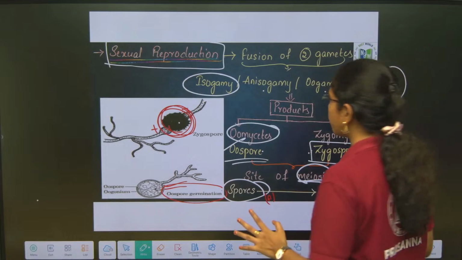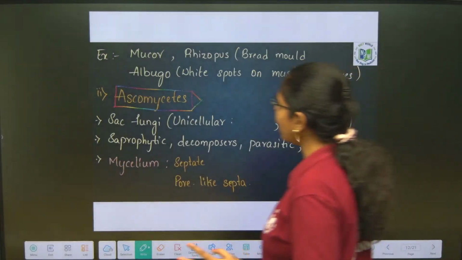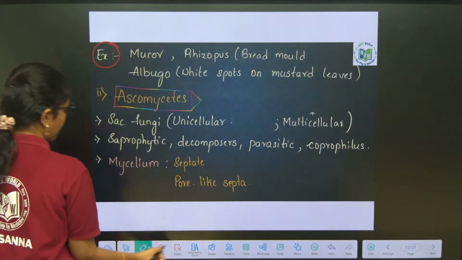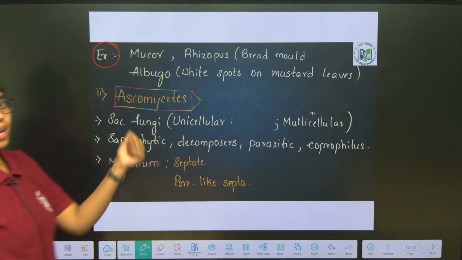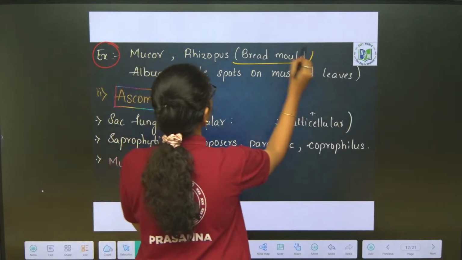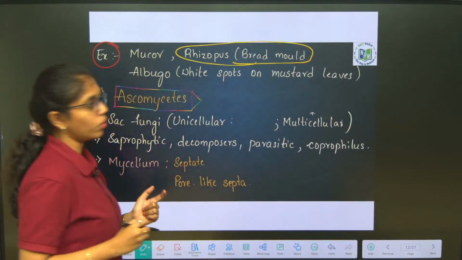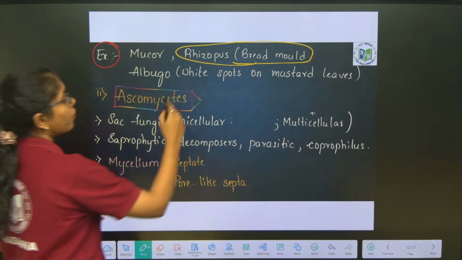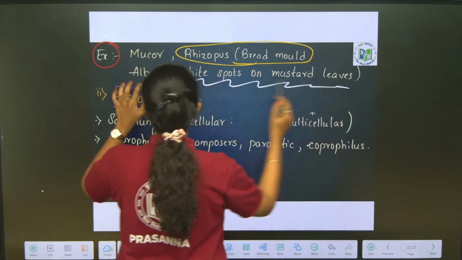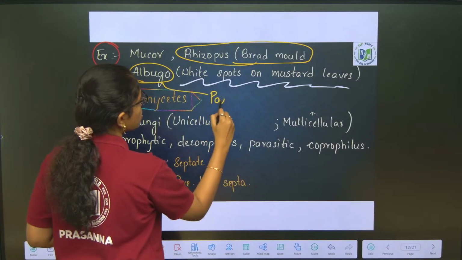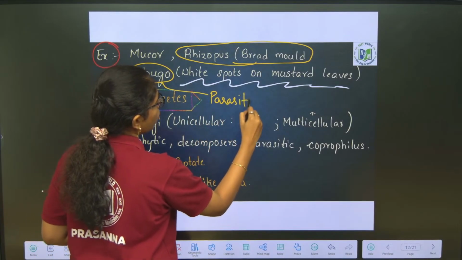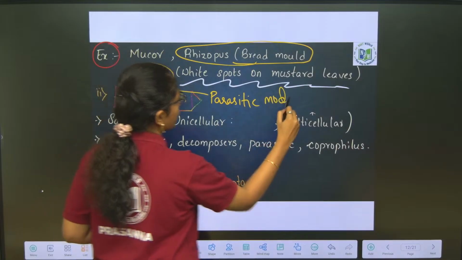Clear with the sexual reproduction of Phycomycetes, right ma? So here if you look into the examples, you can see Mucor and Rhizopus. Rhizopus is also called bread mold. Then Albugo, where Albugo shows parasitic mode of nutrition, right? Albugo shows parasitic mode of nutrition.